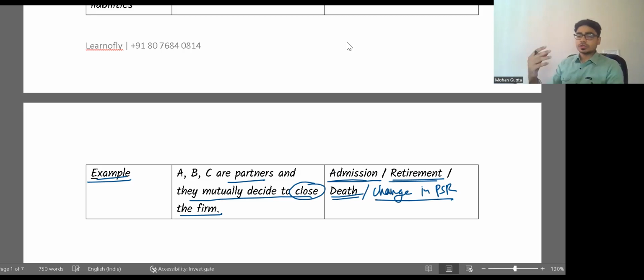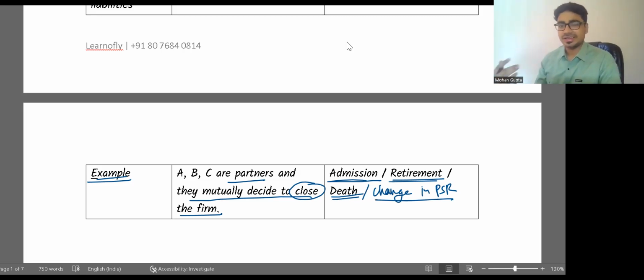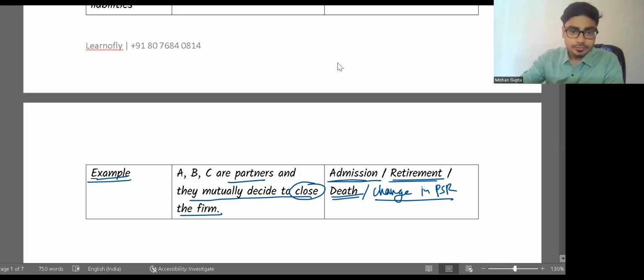So in case of dissolution of partnership, the business does not come to an end. The business continues. There is change in partnership, but the business still continues.